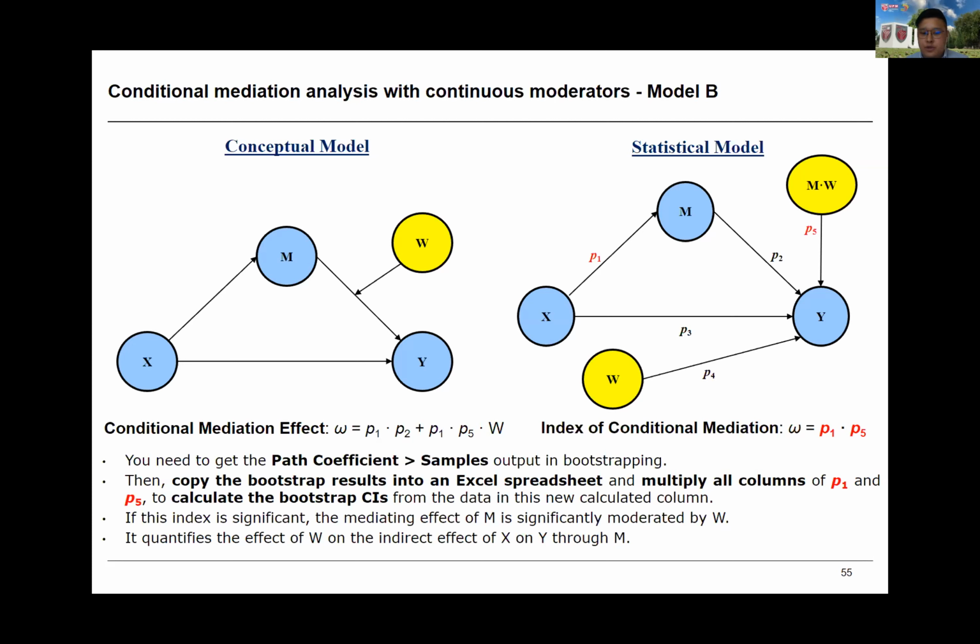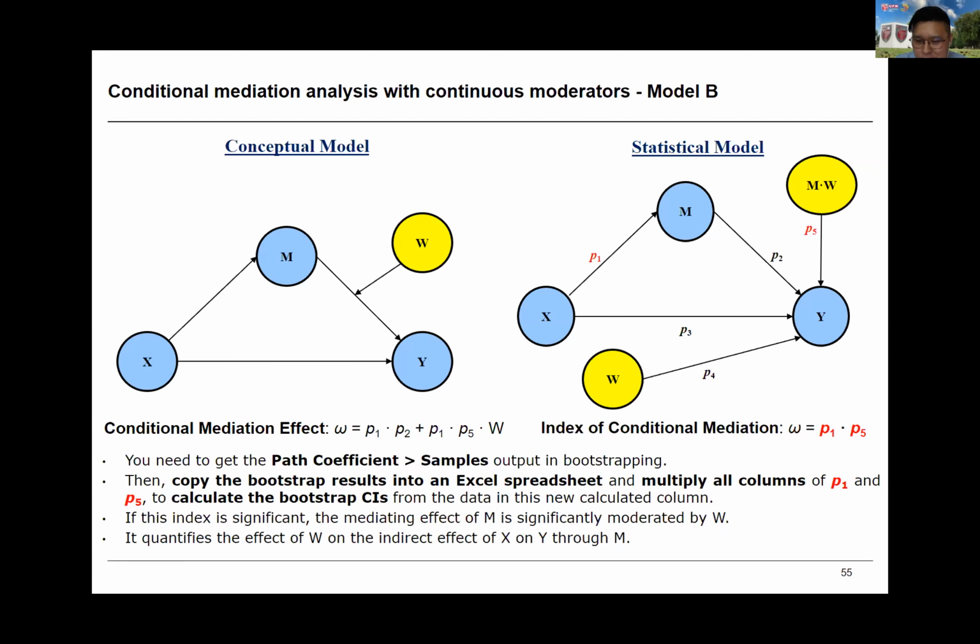So all you need to do, when you run bootstrapping, is take the path coefficient bootstrapping result and get the subsample output. From there, you copy this bootstrap subsample result into an Excel spreadsheet and multiply the columns P1 multiplied by P5 to calculate the bootstrap confidence interval. If this is significant, then model B has a conditional mediation effect.